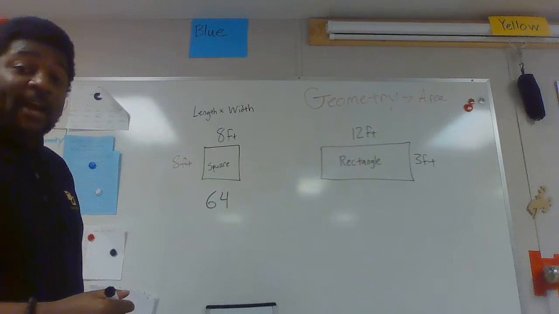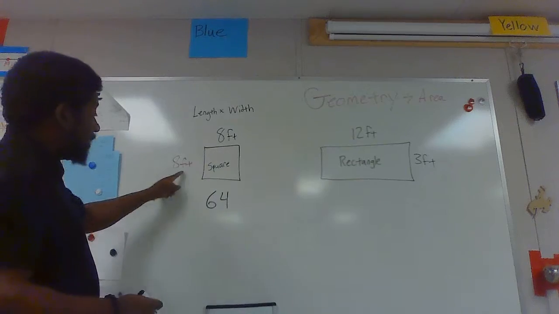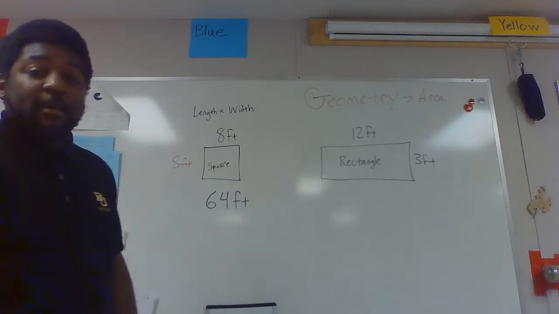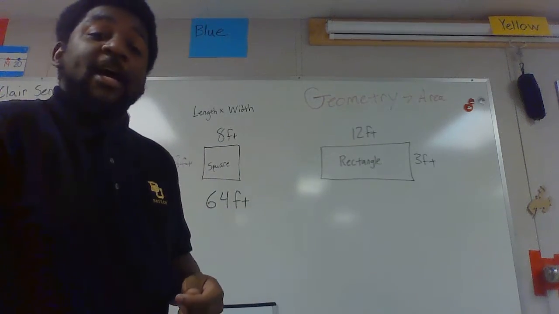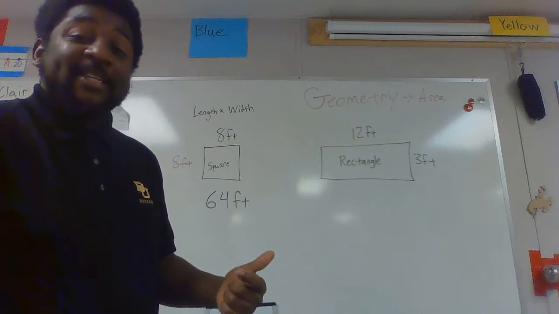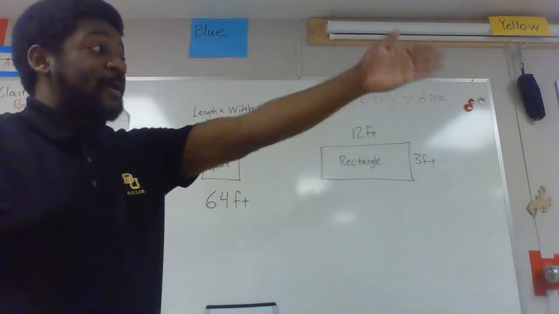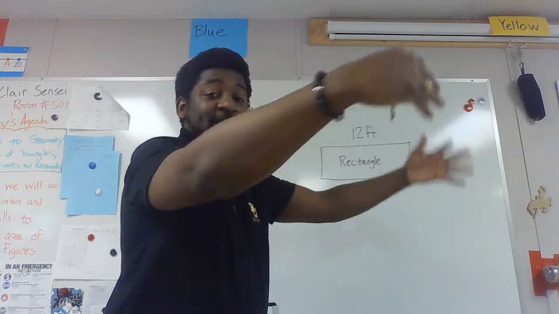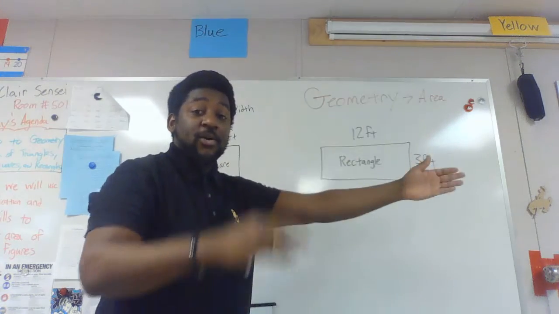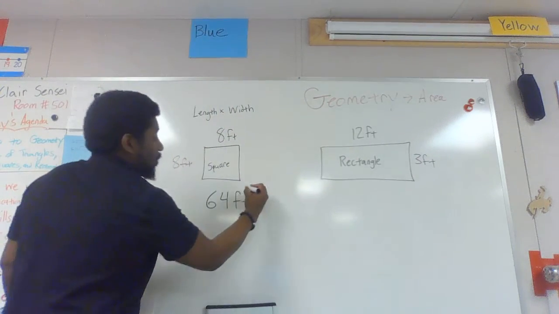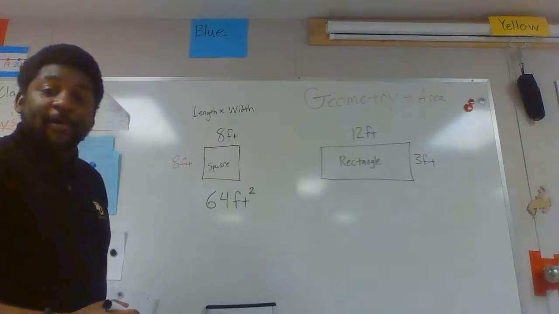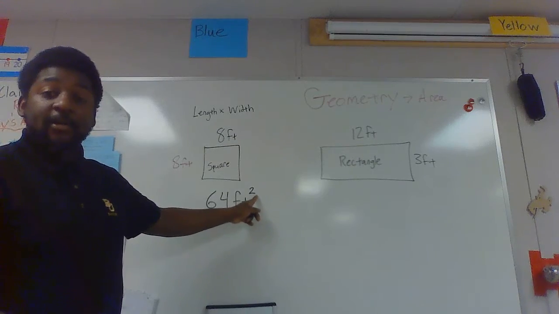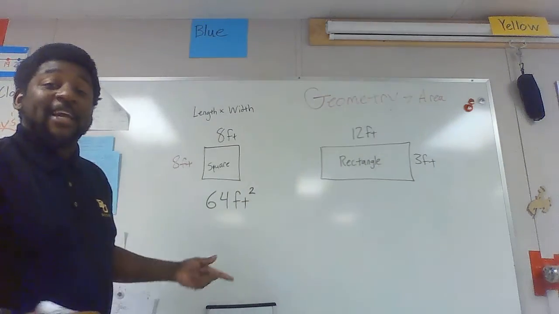Since it's a unit of measurement, we have to have our units, feet. And something that's probably going to be new or something you just don't remember, when you're talking about area, it's a little bit different than length because length is just talking about in one direction, but area is talking about something that's in two different directions and everything that's inside of that. So since area has two dimensions, we have to put a little 2, kind of like an exponent, above our feet. This is actually 64 feet squared. The little 2 means that you're finding area.